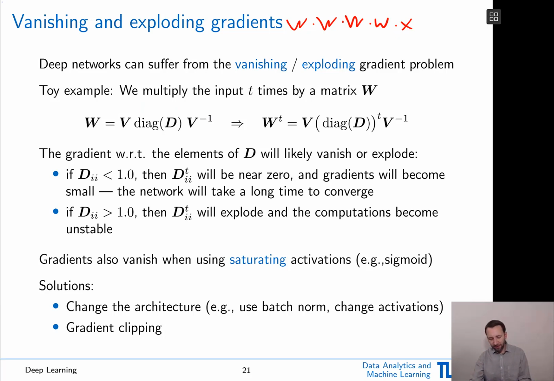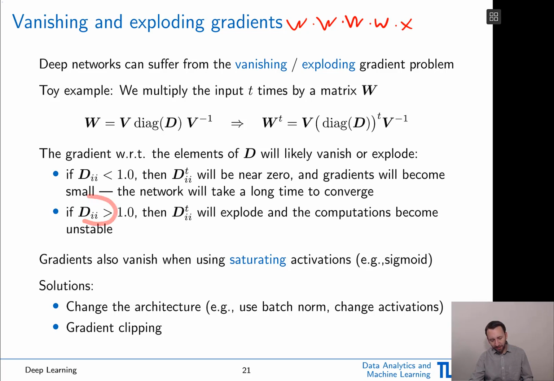And here you see quickly why this is an issue. In this matrix, which is factorized in this way, we have this diagonal matrix in the middle to the power of t. If the original diagonal entries are smaller than 1, then this term will quickly go to 0. Meaning, if we want to compute the gradient now, it will become very, very small.